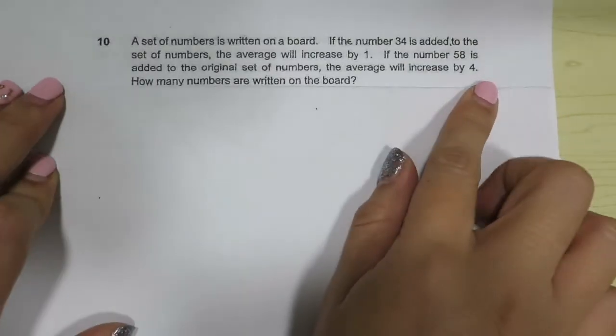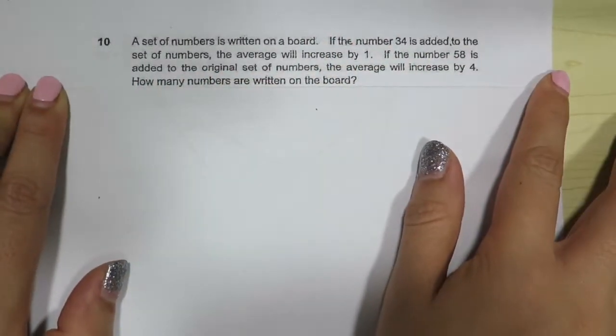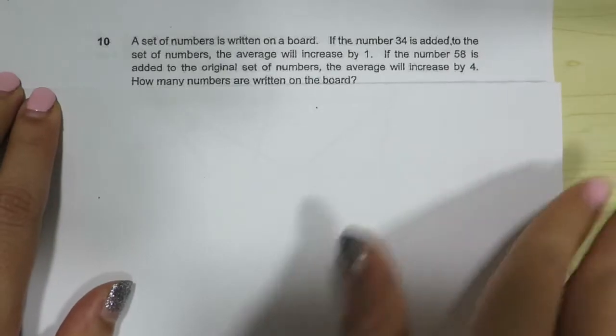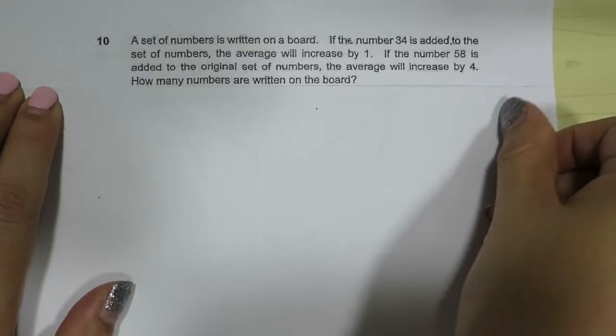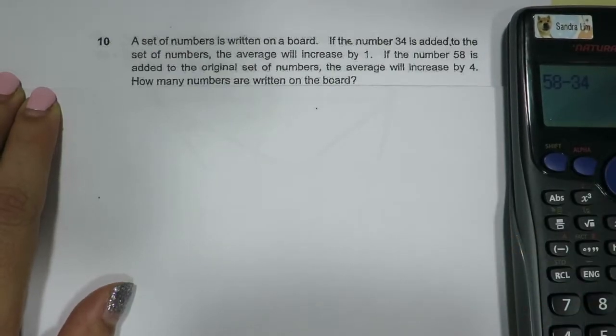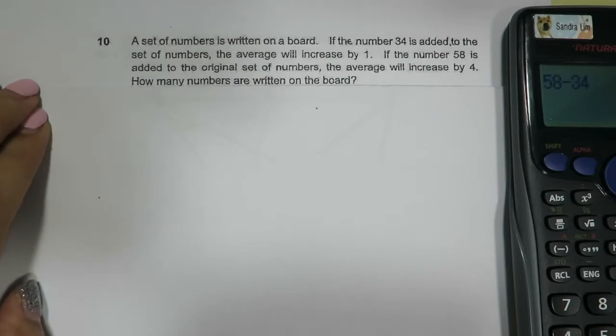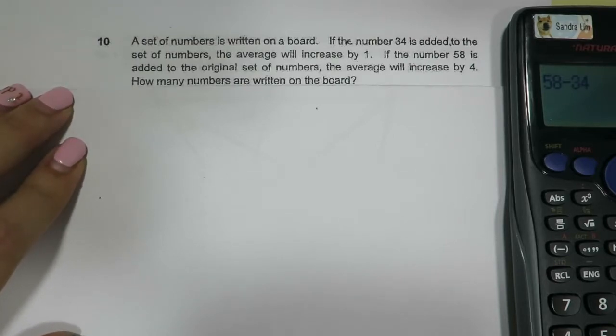Okay, so for question 10, a set of numbers written on the board. If the number 34 is added to the set of numbers, the average will increase by 1. If the number 58 is added to the numbers, the average will increase by 4. So how many numbers are written on the board? Okay, there are 2 scenarios, right? So first scenario, they add 34. Second scenario, they add 58.